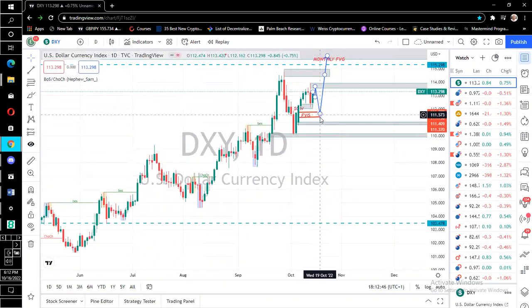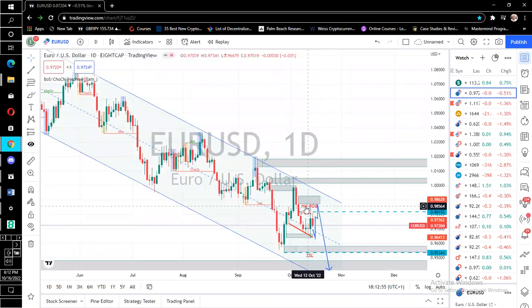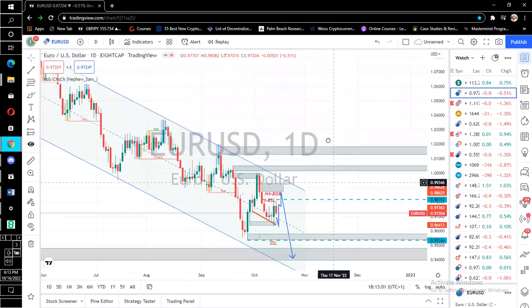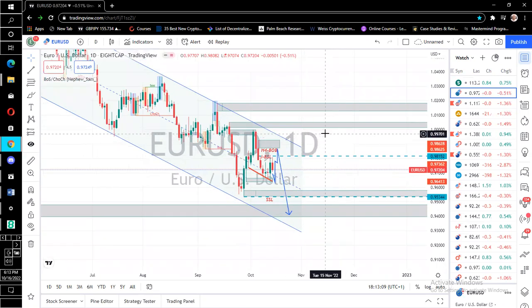So as they are coming down to enter this fair value gap on 4 hours, we are also entering the 4 hours fair value gap, daily fair value gap on EURUSD, then going to the downside. So this is what we are expecting. Market is still going to the downside. Don't think of buying this market for now. Look for a way to sell this market to the downside.